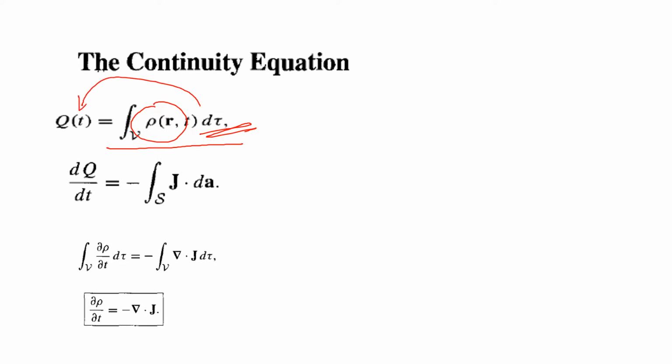So volume charge density times the volume element gives the total charge Q. Now we also know that current I can be written as dq over dt. Also, current can be written as integral J dot dA, where J is the current density and dA is the area element. So current density, or current per unit area, times area gives current. So this is the current that is flowing out through the boundary.